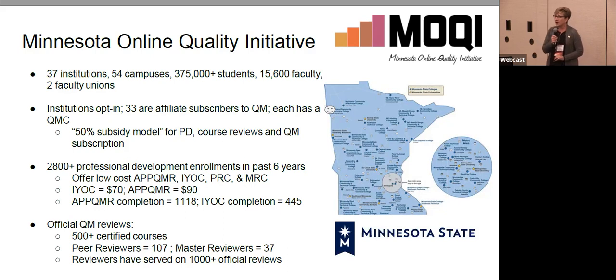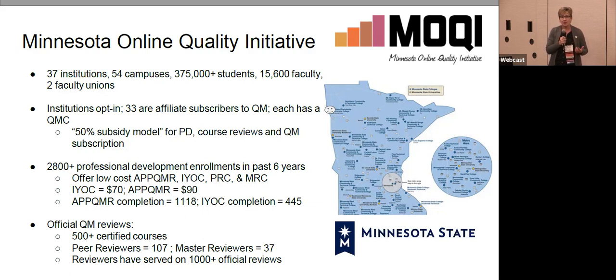We have an interesting model with how our subscribers work with our system. Our system provides a 50% match to how the subscription is paid for. So each institution pays half of the subscription fee and the system pays the other half. So that helps those very small institutions to participate who may not have much budget.